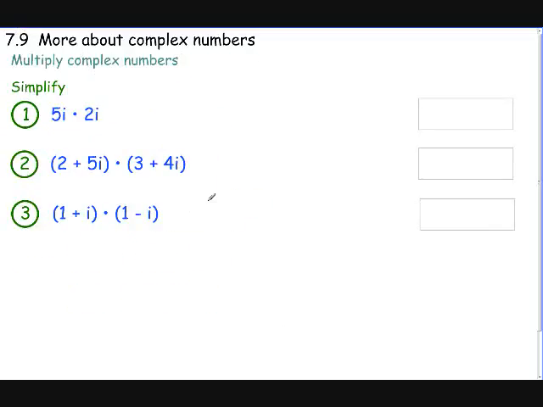We're going to simplify these now. We're going to simplify by multiplying. We have to multiply the real, well, we have no real. We have to multiply the coefficients and the i's separately. So 2 times 2 is, and i times i is, oh, maybe you're already telling me -1. Of course, i squared is -1, so this is equal to -10.